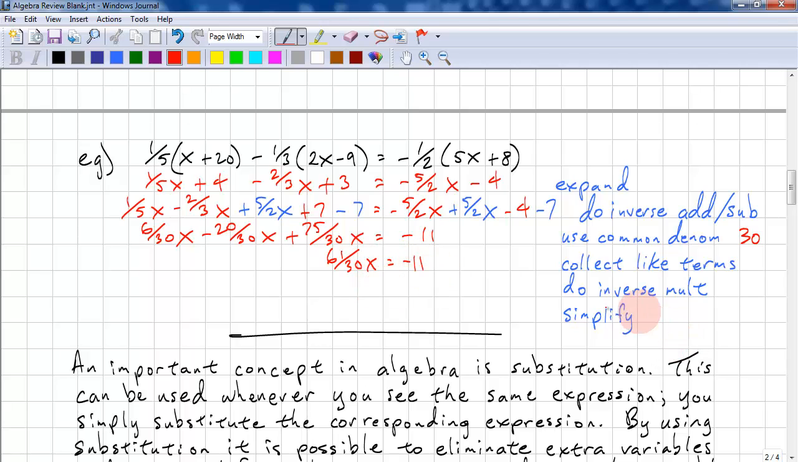Now we have to do the inverse multiply. 61 over 30x equals negative 11. Multiply by 30 over 61. These two cancel out. So we have minus 11 times 30. That's minus 330 over 61.